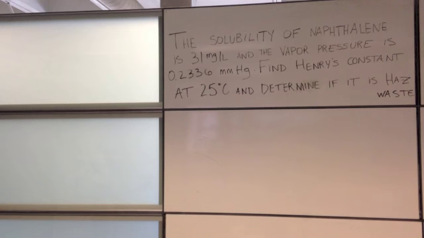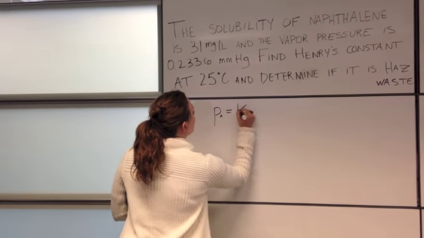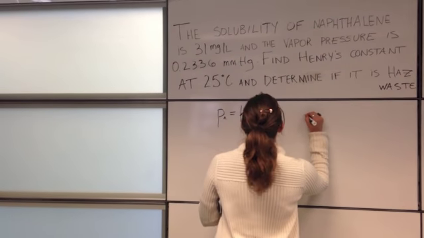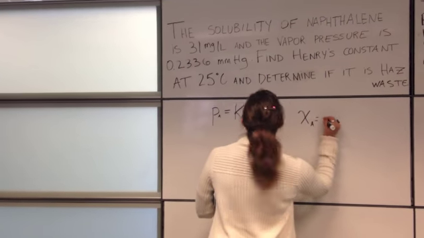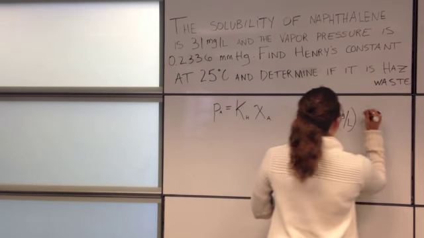For an example problem, the solubility of naphthalene is 31 milligrams per liter, and the vapor pressure is 0.2336 millimeters of mercury. Find Henry's constant for naphthalene and determine if it's a hazardous waste at 25 degrees Celsius. So we'll start with Henry's law of P equals Kx. First, we need to take the solubility of naphthalene and convert that from milligrams per liter to moles per liter.